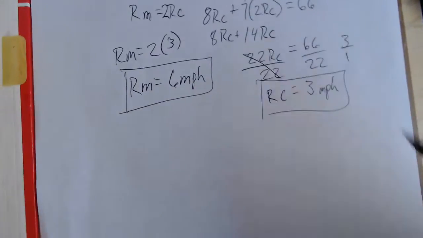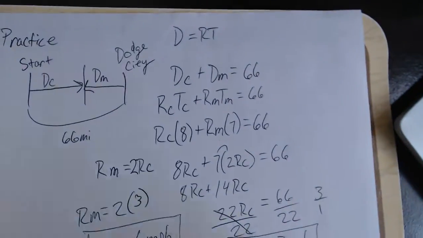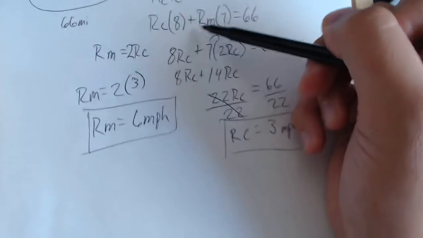So, again, start with your distance diagram. Write the equation in terms of distance. Substitute in terms of rate and time. Plug in information that you have from the problem. And solve.